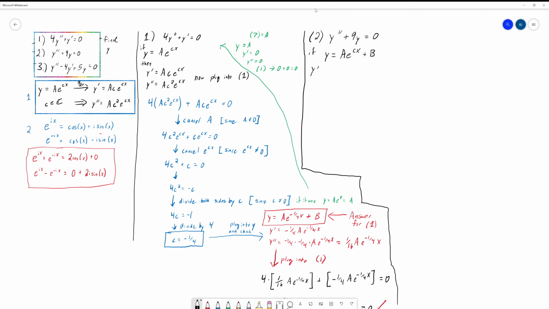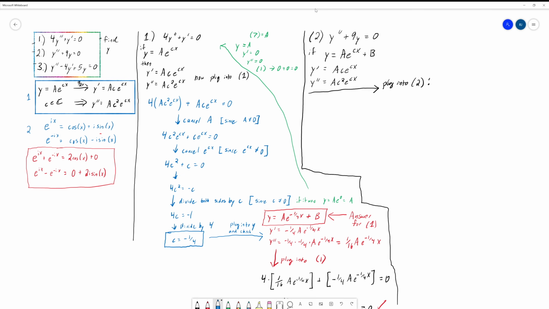And as before, if y is that, then the first derivative is going to be ace to the cx, and the second derivative is going to be ac squared e to the cx. Alright, now let's plug these three into our original equation, into 2.